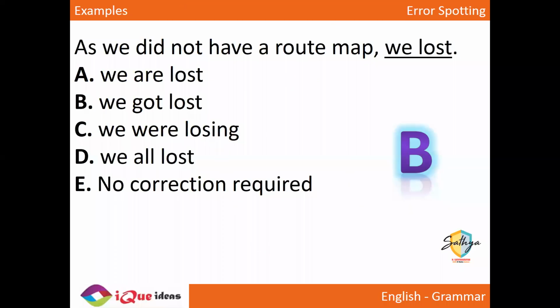Why not D? D says we all lost. हम सब हार गए. As we did not have a route map, we all lost. क्योंकि हमारे पास नक्शा नहीं था, हम सब हार गए. Why would you lose? Because you get lost. आप खो जाओगे. If you don't have a map, then you lose the direction. That means you get lost.